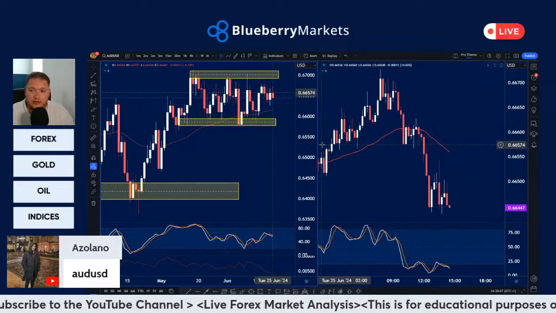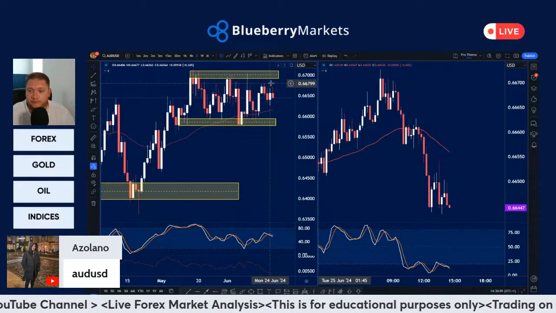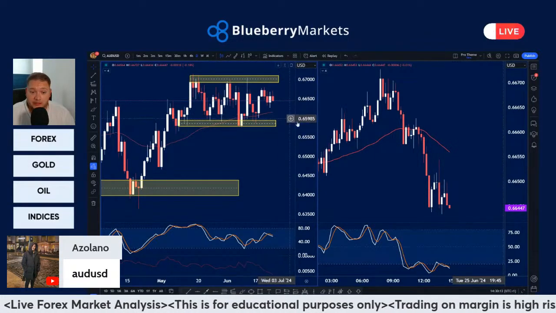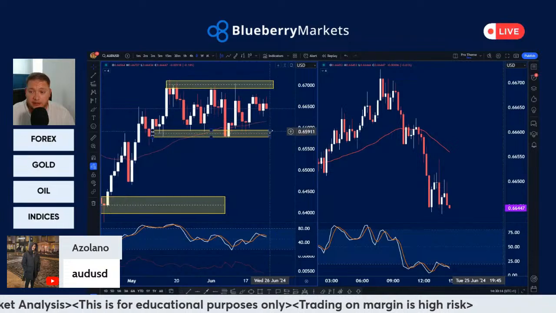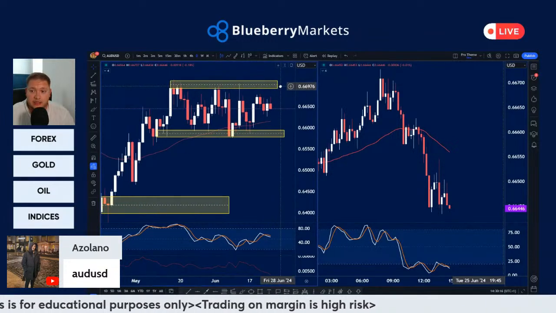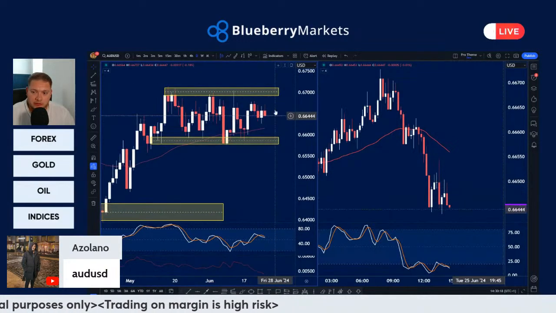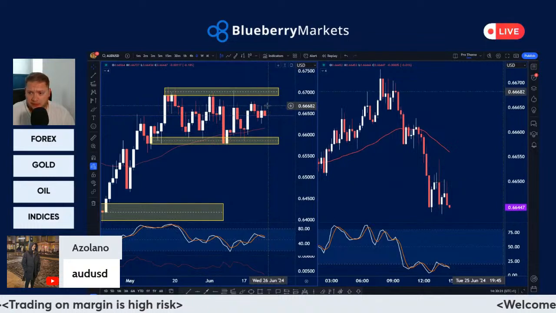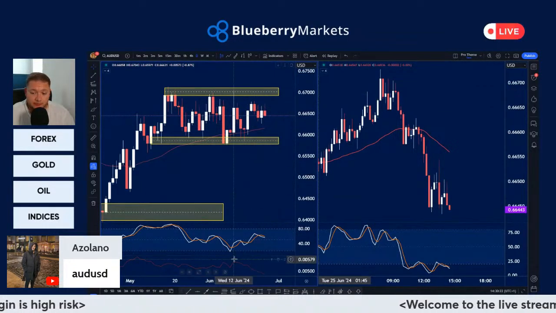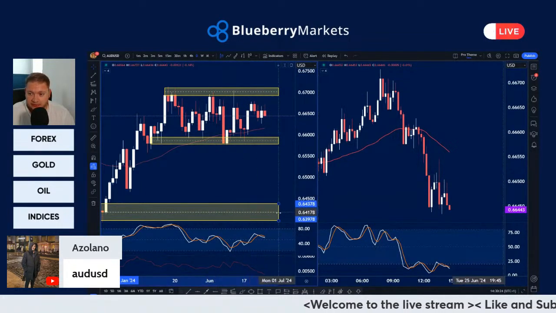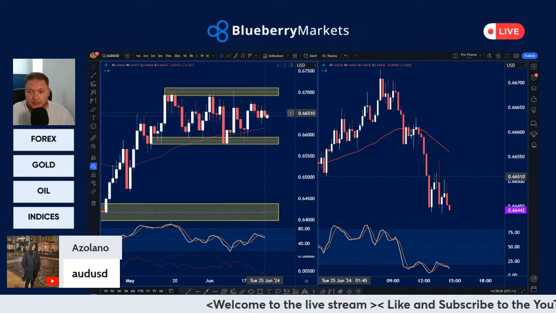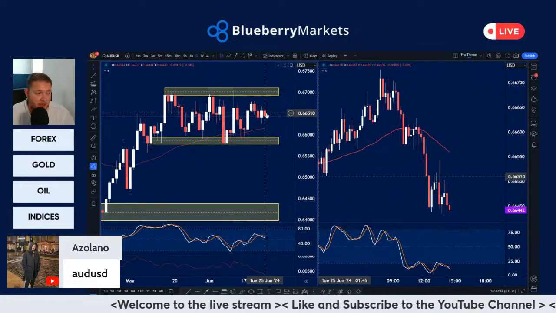So I like the idea here of doing nothing, to be honest. I like the idea of not trading this, and the reason is because of your risk management. You want clear-cut opportunities. Now, if you're trading Aussie US dollar, you want to be doing it on a day trading time frame.